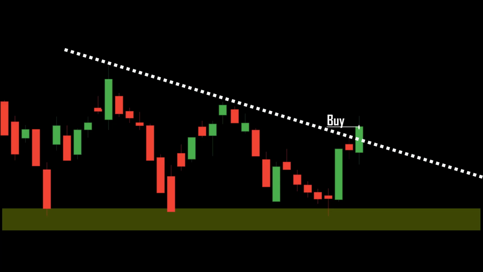Trade setup: buy entry above the green candle's high. Stop loss: below the green candle's low. Both setups show how candlestick patterns plus key levels, support and trend lines, equal strong trade opportunities.